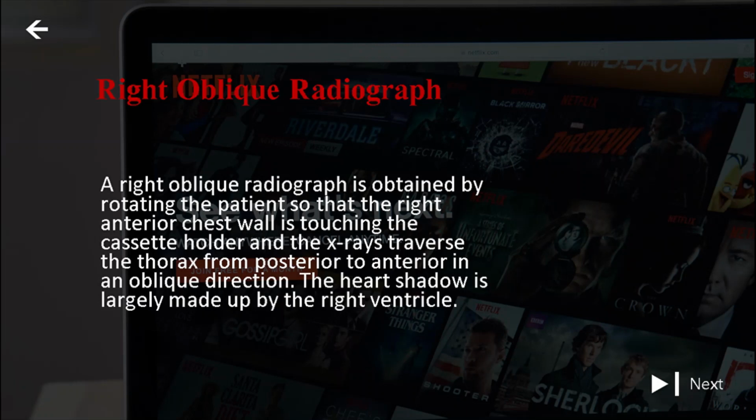A right oblique radiograph is obtained by rotating the patient so that the right anterior chest wall is touching the cassette holder and the X-rays traverse the thorax from posterior to anterior in an oblique direction. The heart shadow is largely made up by the right ventricle.